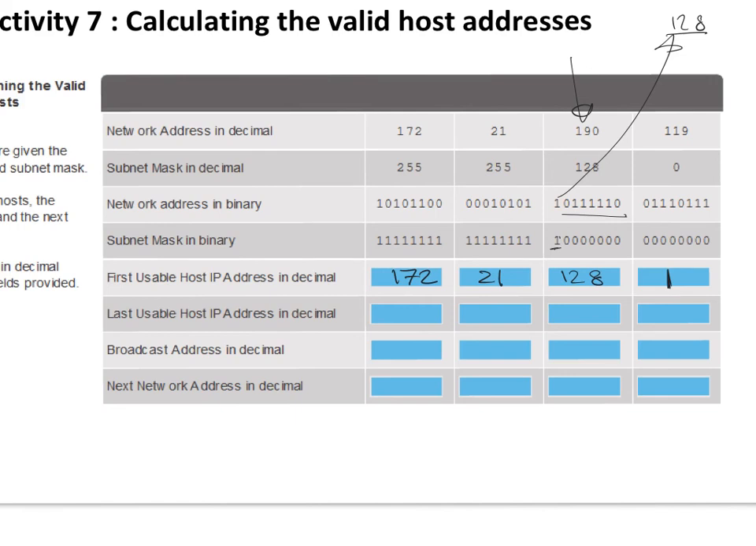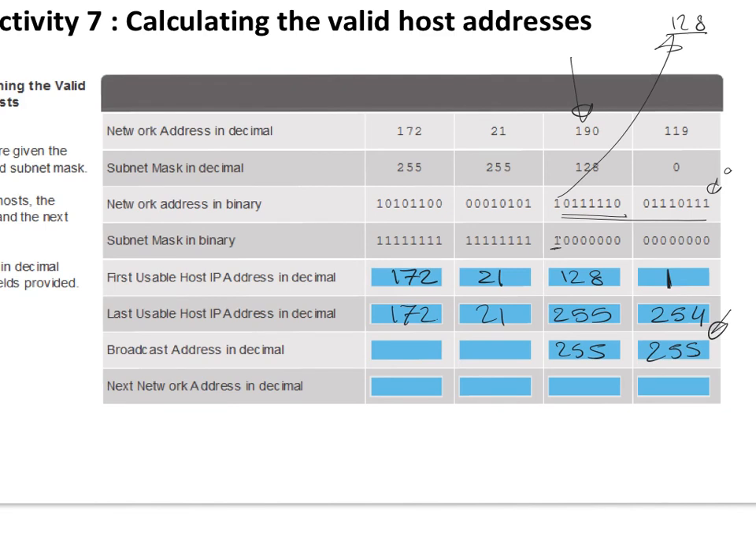Right. The last host address is when you put all this to one except this bit, which you set to zero. Which will easily be 255.254, and this will be the same. And of course, if we put this to 255.255, this is the broadcast address.